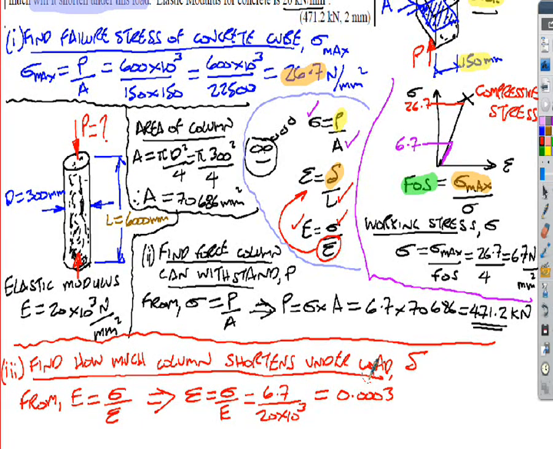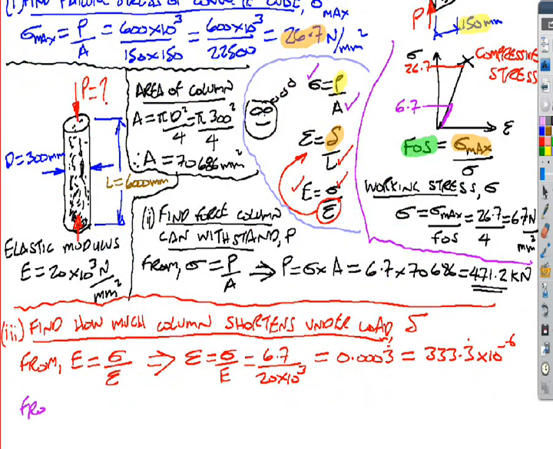0.0003 if you want to put the actual value down, or if you want it in micro strain, it's 3.3, so that's a recurring number, and that's times 10 to the minus 6. Okay, both are correct, whichever you want to use there. But it's a recurring number there, so be careful, it's recurring on the 3 there.